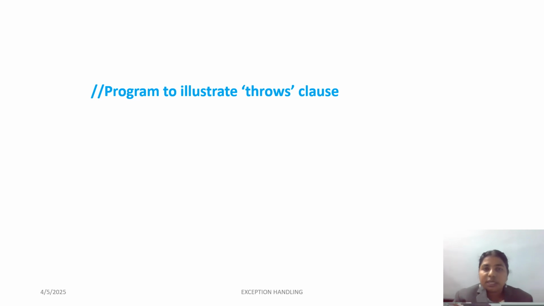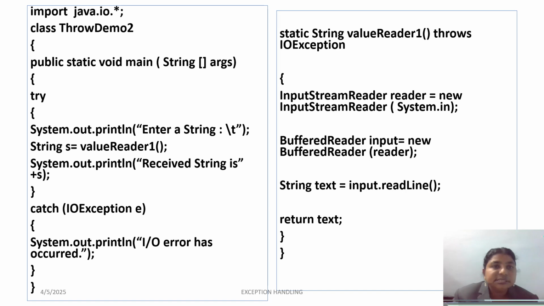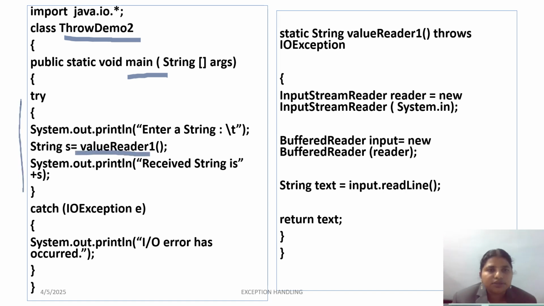Here is a program to illustrate throws clause. So here is a class called throw demo2. Inside the main method is the try block, where we have a value reader method through which we read a string value, and we have the catch block to indicate any input output exception. If at all it occurs, we display the message IO error has occurred. We can notice the value reader method being declared here.